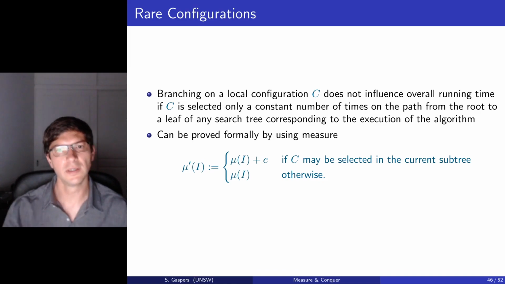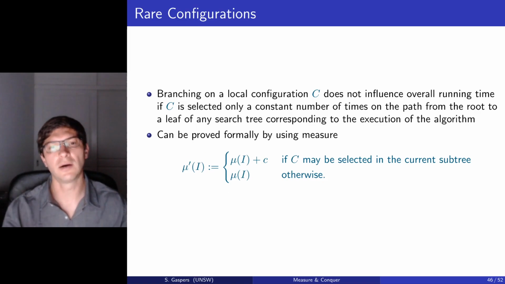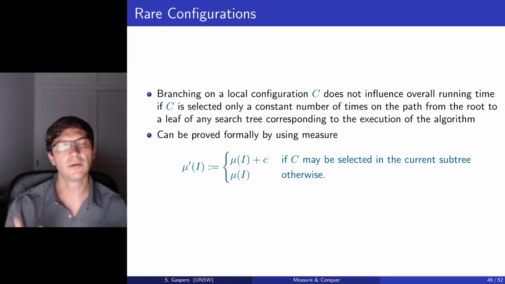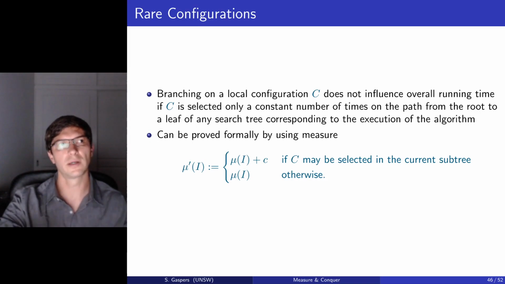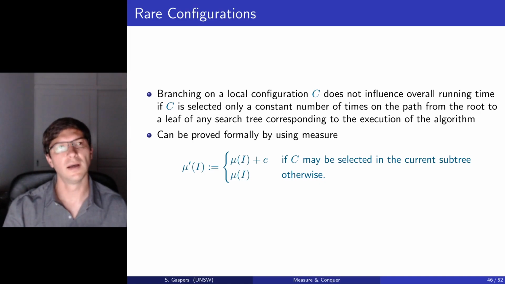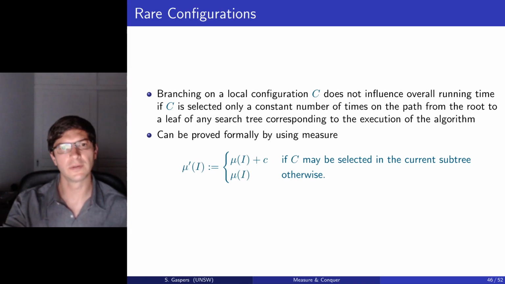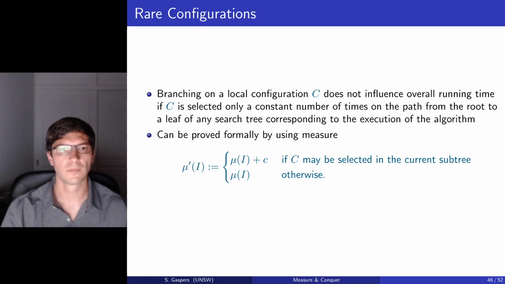So we add this constant c if it's still possible to encounter this 5 regular case. So if it is still possible to encounter this case, so if, let's say, our graph has a 5 regular subgraph, or the maximum degree is still at least 6, then we say that we might encounter this case in the future. So then we add this artificial constant c to our measure. So what happened now? So the upper bound on our measure is now mu of I plus c.